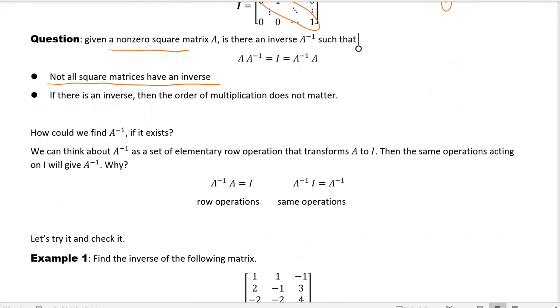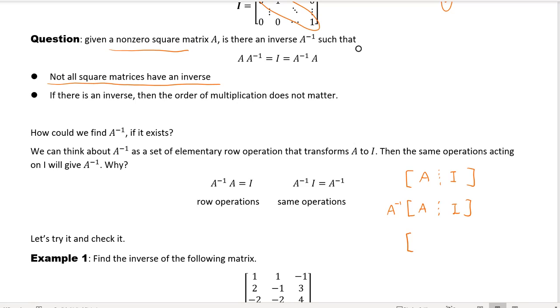The next question is, how could we find the inverse matrix if it exists? Well, we can think about A inverse as a set of elementary row operations that transform A to I. Then the same operations acting on I will give us A inverse. Why is that? Think about the matrix A adjoined with the matrix I. If we have a set of elementary row operations, the effect is like multiplying by A inverse on the left. Now what happens?